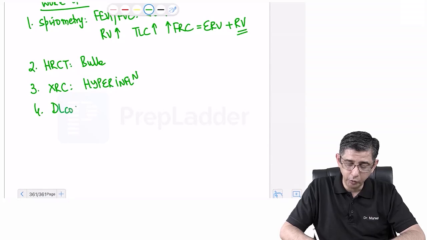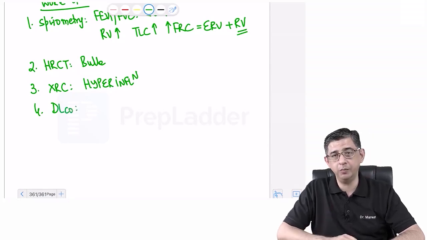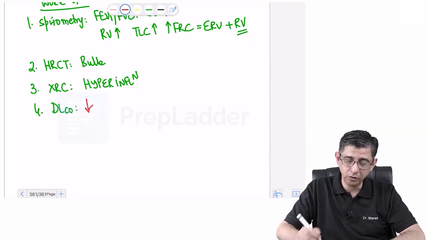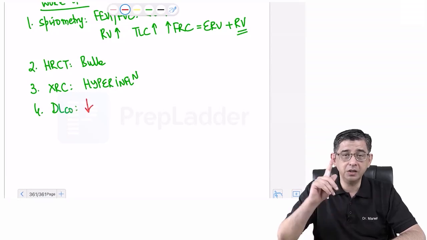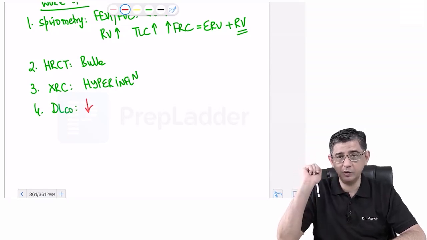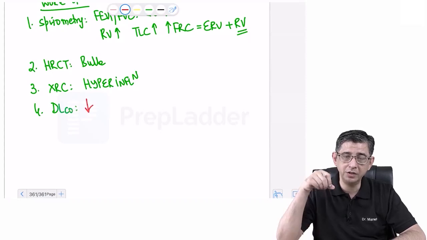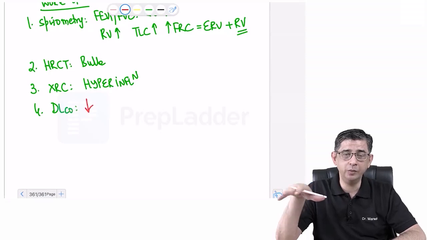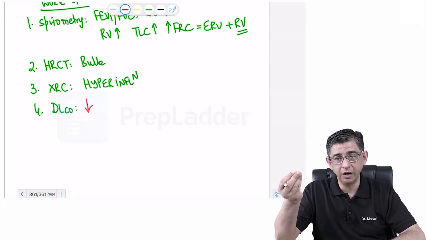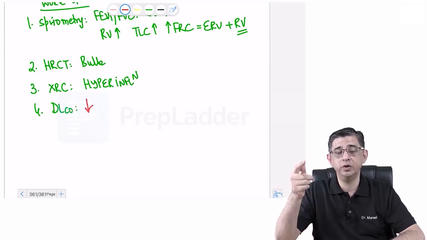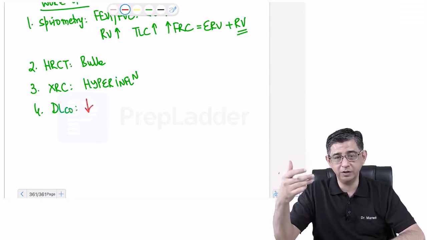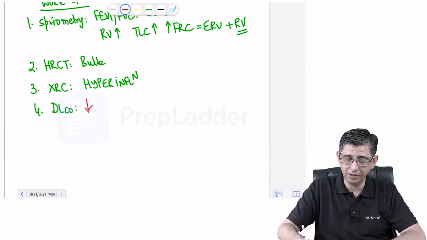DLCO stands for diffusion capacity of the lung for carbon monoxide. In this patient, DLCO will always be less. Let's look at what the reasons are. Reason number one for DLCO being less in this patient is that the delivery of oxygen inside the alveoli is lesser because the air was getting wasted in the blebs. The second reason, I said, is alveolar scarring. So because of the combination of the two, the delivery is lesser, and the alveolar scarring component is also present, the DLCO value would be lesser.